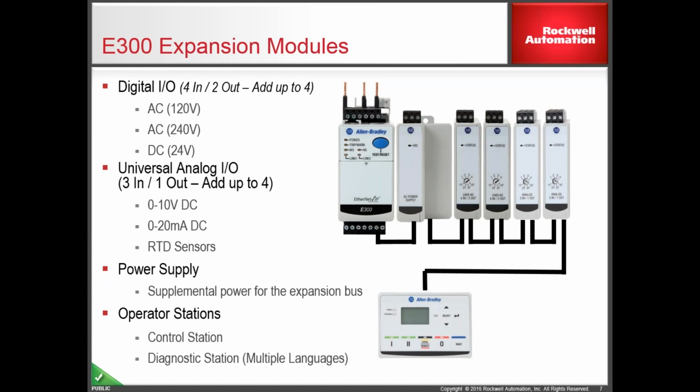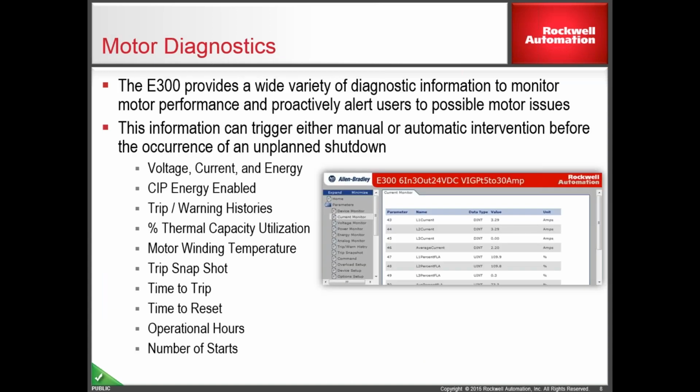And then we have a few different versions of our operator station. So the basic control station, and then the diagnostic station with the LCD display. It gives you the same control features, but the only difference is with the diagnostic station you have an LCD display. You can display different parameters, and there's some configuration with 4-way keys to get into different E300 parameters.